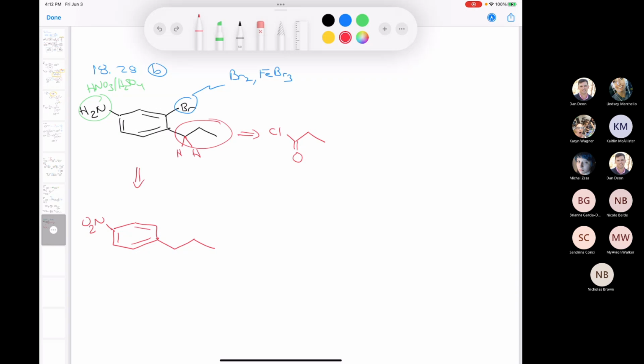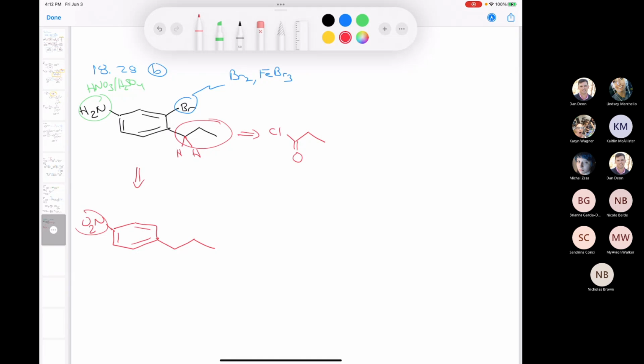So then it comes down to, do we want to install the nitro group first, or do we want to install the alkyl group first? Well, you remember that we can't do Friedel-Crafts if we have a strong deactivator. So that means it would probably be best to add the propyl group first and then add the nitro. Then we can add the bromine and just do the reduction last.